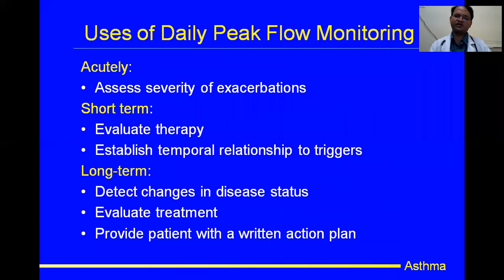About the uses of peak flow monitoring daily. The peak flow meter is used to accurately measure the severity of exacerbations. It assesses this in the short term. The peak flow meter is used to evaluate therapy. It's used to establish the temporal relationship to triggers. In the long term, the peak flow meter can be used to detect changes in disease status, to evaluate the treatment, and to provide patients with a written action plan.